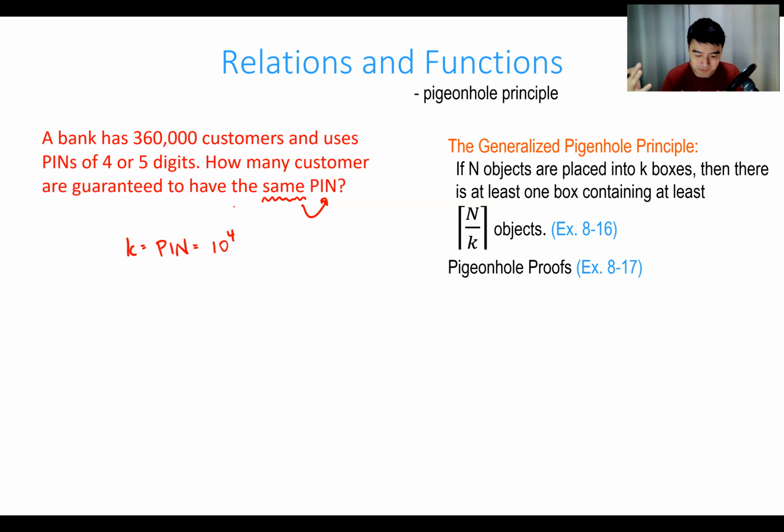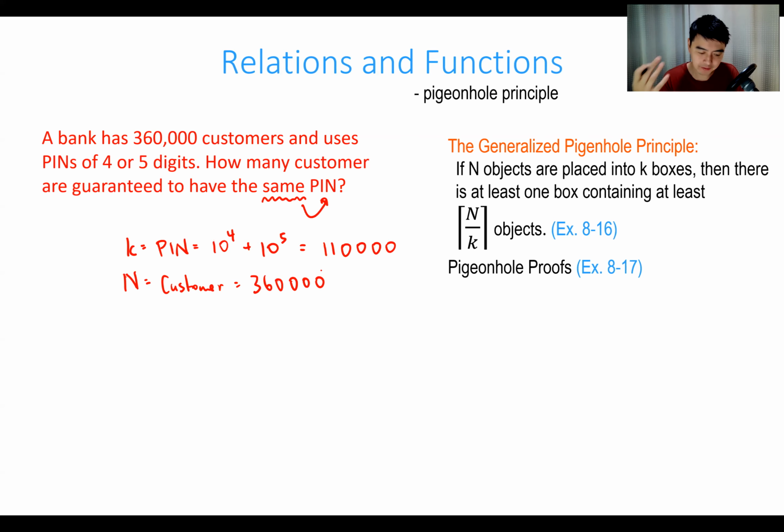It's with repetition because theoretically I can have a PIN like 0000. It's not a good PIN, but we could have that. Or we could have a PIN with 5 digits. And so we get the number 110,000. Right? This is how many boxes, how many PINs we have. Now, on the other hand, what is the n? Well, we're told that there are 360,000 customers. And this is going to be my n, the number of objects that I have.